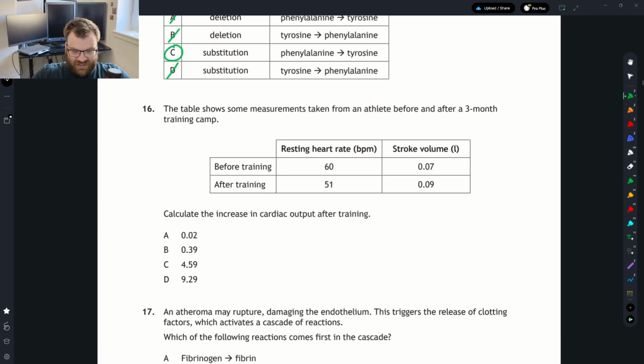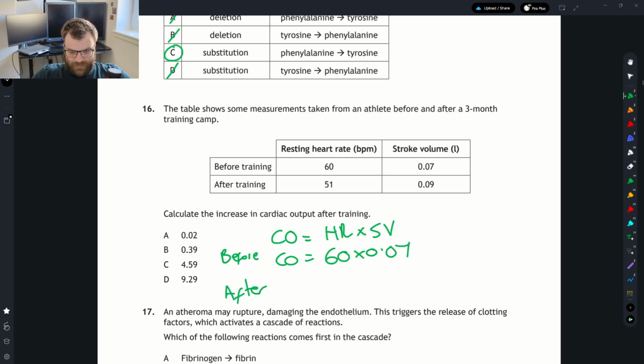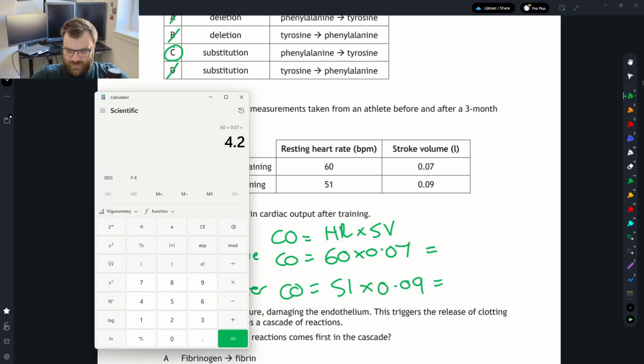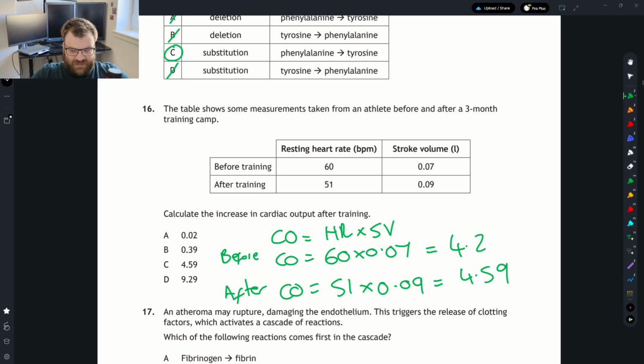Next up, we're dealing with cardiac output. Cardiac output is going to be the heart rate times the stroke volume. So how many times the heart beats and how much blood is moved each time. We're asked about the increase after training. So before, that would be 60 times 0.07, 4.2, and after, 51 times 0.09, 4.59. Take them away from each other, we've increased by 0.39.